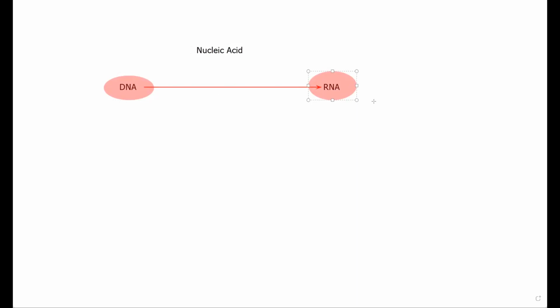So both are macromolecules. Both are made up of repeating subunits, right? For both, the subunits are nucleotides. So if both are made up of nucleotides, then what are the differences? To know the differences, we have to break them into smaller pieces. A nucleotide is composed of sugar, phosphate, and nitrogenous bases.